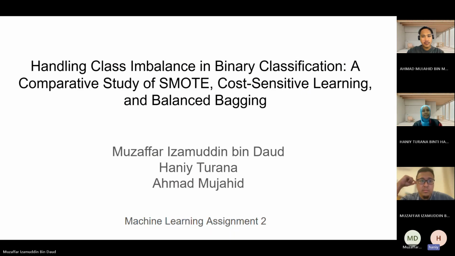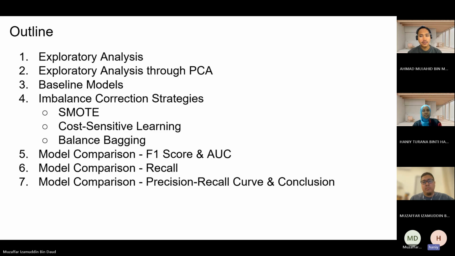Present about handling class imbalance in binary classification. We were using a comparative study between SMOTE, cost-sensitive learning, and balanced Bayesian. Firstly, we'll discuss the exploratory analysis, PCA, and the baseline models, and then techniques to correct the imbalance. After that, the comparison of the models.